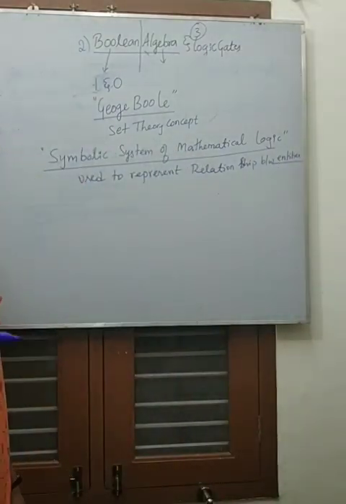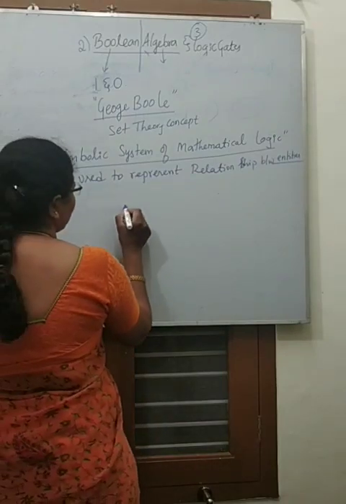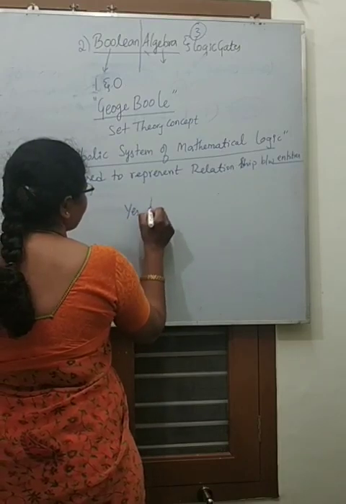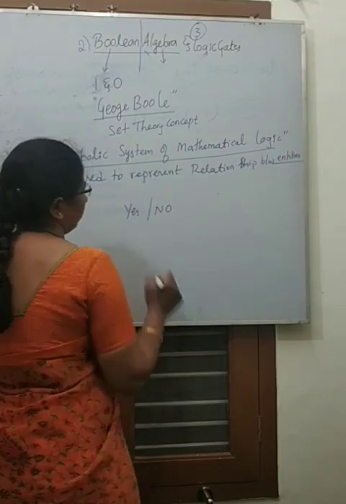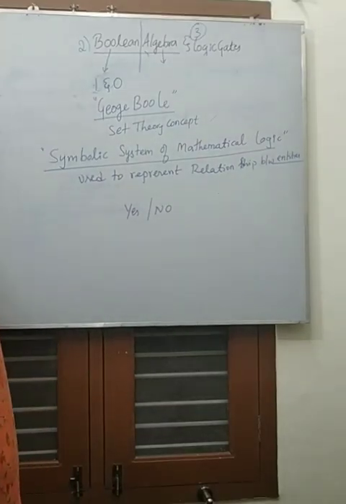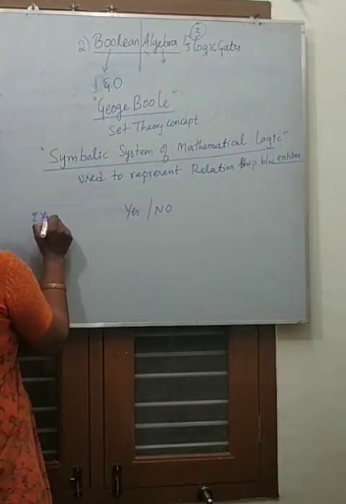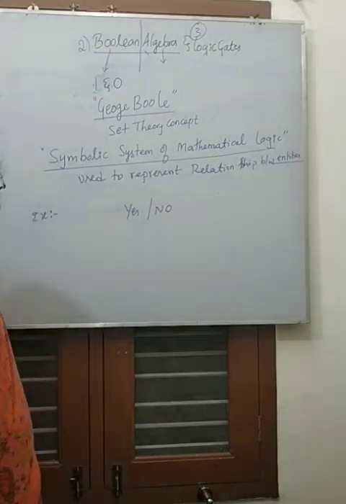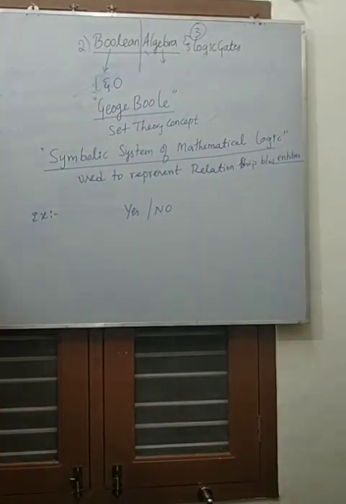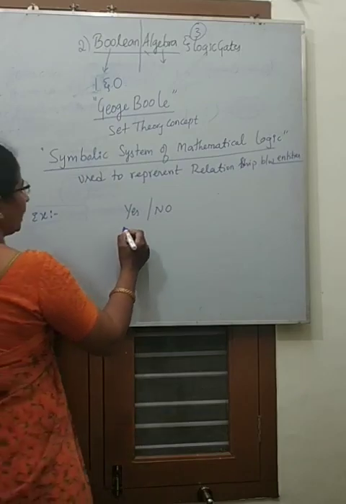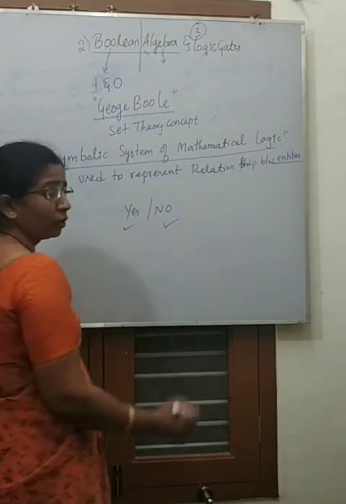Every real world entity has only two decisions, that is either yes or no. For example, did you have your breakfast? Few will say yes, few will say no.